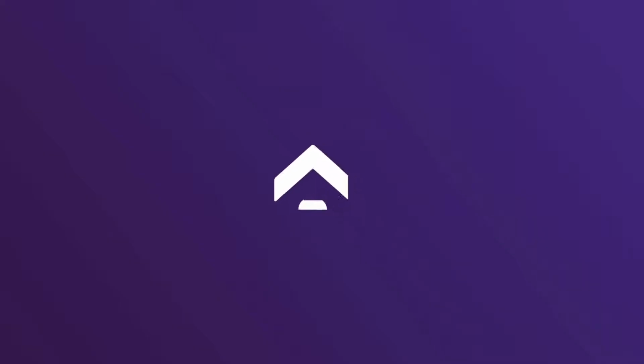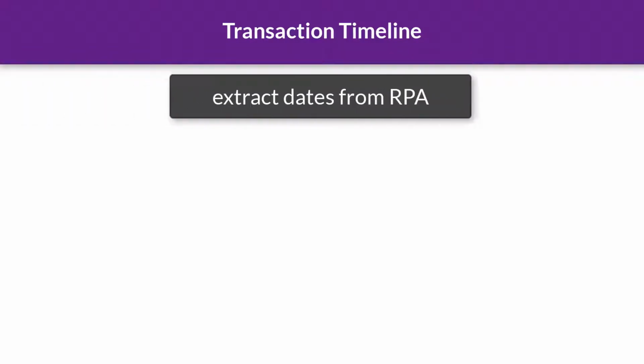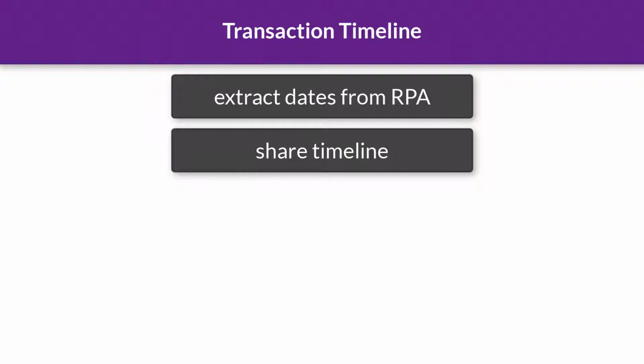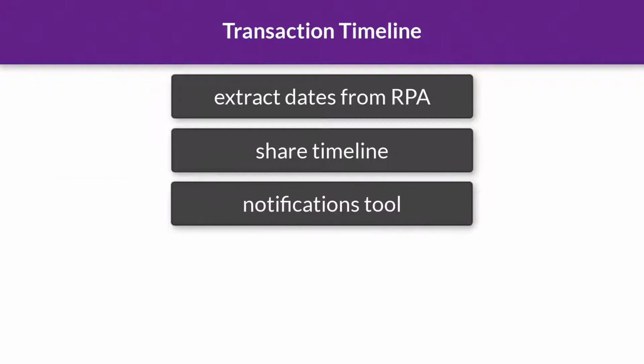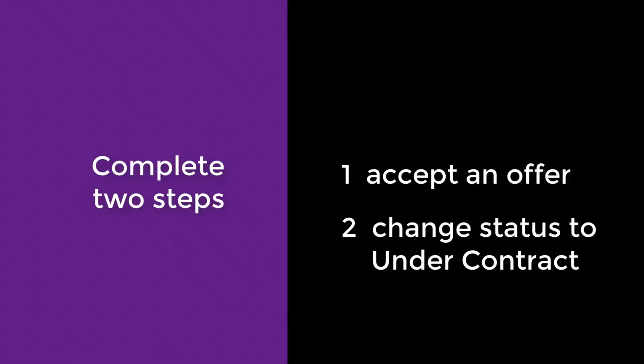In this video, listing agents and teams learn how to utilize Glide's transaction timeline. We show you how to create a timeline by extracting dates from the CAR form Residential Purchase Agreement, share a timeline with key dates with others, use the Notifications tool to receive or send reminders, and sync your Google or Outlook calendar.